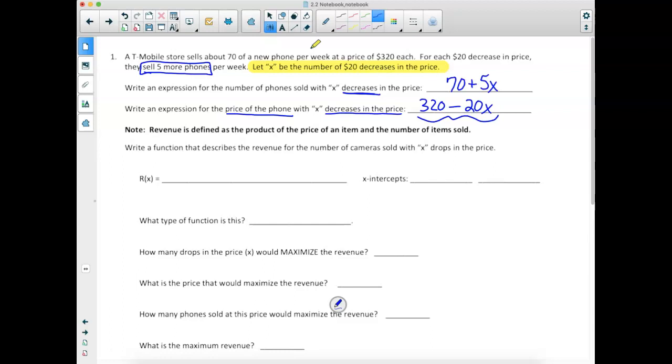Note, revenue. Revenue is defined as the product, multiply, of the price of an item and the number of items sold.